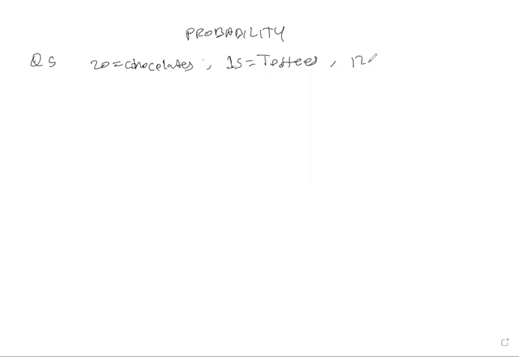Then we have 12 peppermint. Okay, those are the sweets that we have. Now the sample space has total number of sweets, which is 20 plus 15 plus 12, and this gives us 47, meaning the number of elements in the sample space is 47.